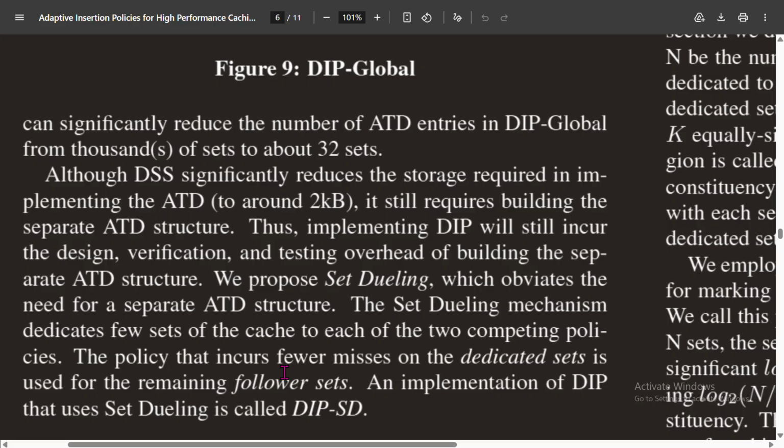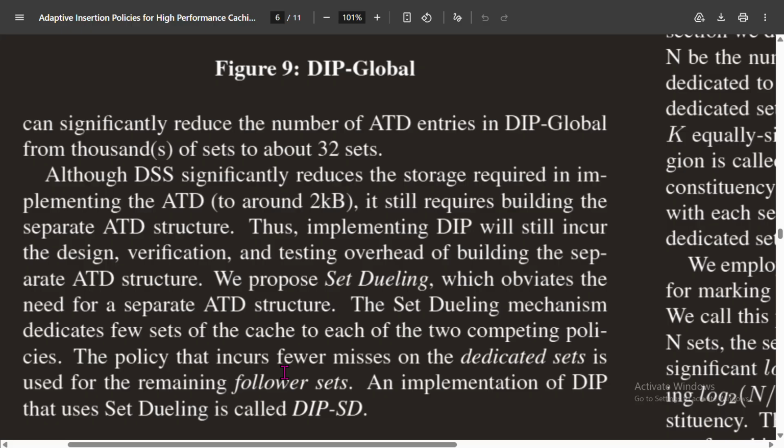Although DSS significantly reduces the storage required in implementing the ATD to around 2 KB, it still requires building the separate ATD structure. Thus, implementing DIP will still incur the design, verification, and testing overhead of building the separate ATD structure. We propose set dueling, which obviates the need for a separate ATD structure.